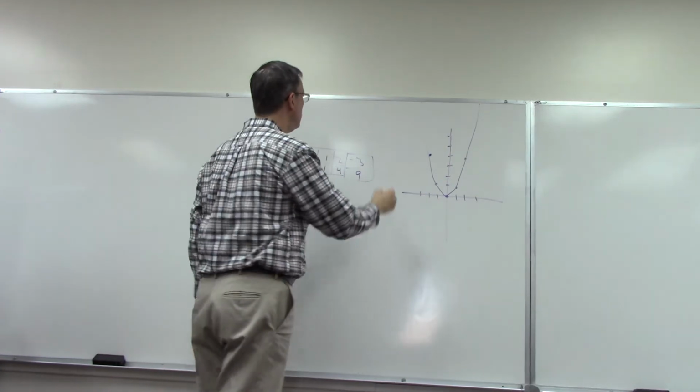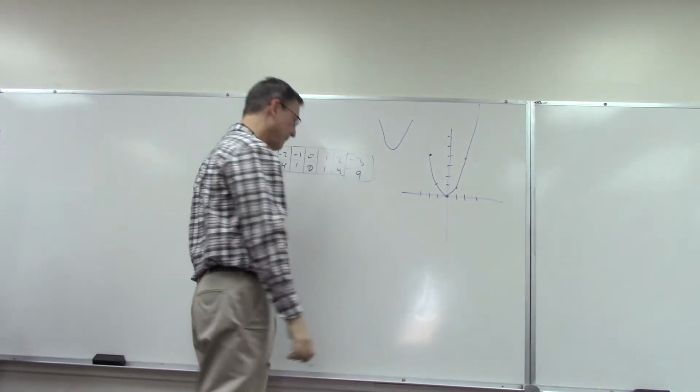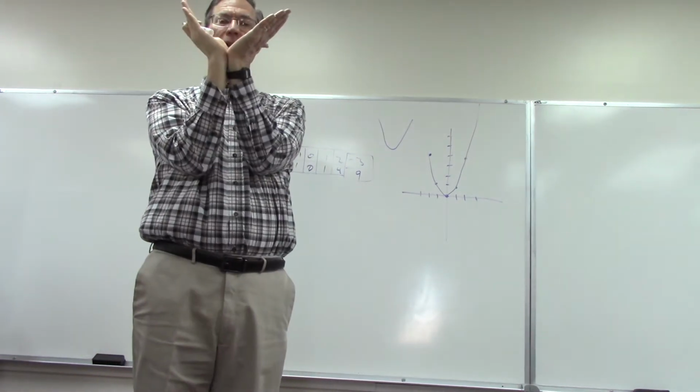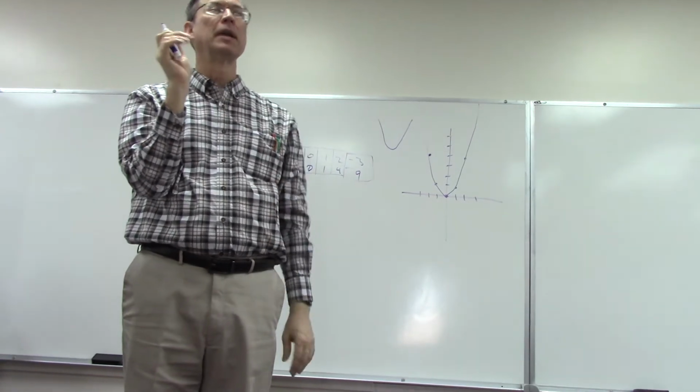So what does that shape kind of look like for you? V. It's not quite a V. It's not firm. It's kind of scooped. Kind of like a U.